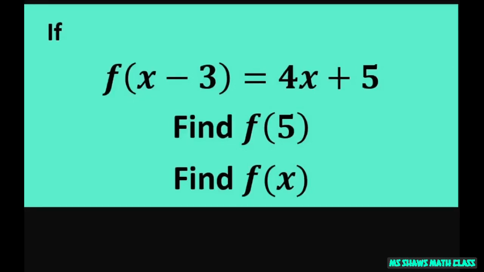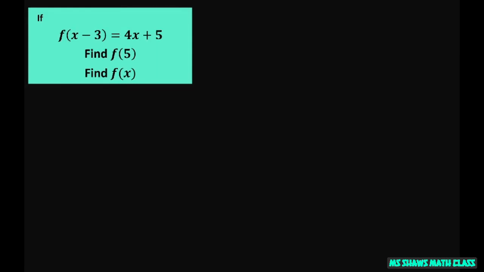Everyone. If f of x minus 3 equals 4x plus 5, we want to find f of 5 and f of x. So there's two separate problems here. Now, for the first one, we're going to find f of 5. So basically what we want is we want this part right here to be 5. So just set it equal to 5.